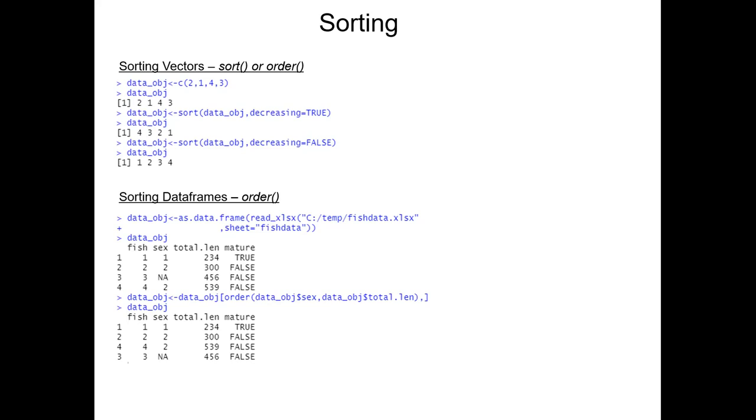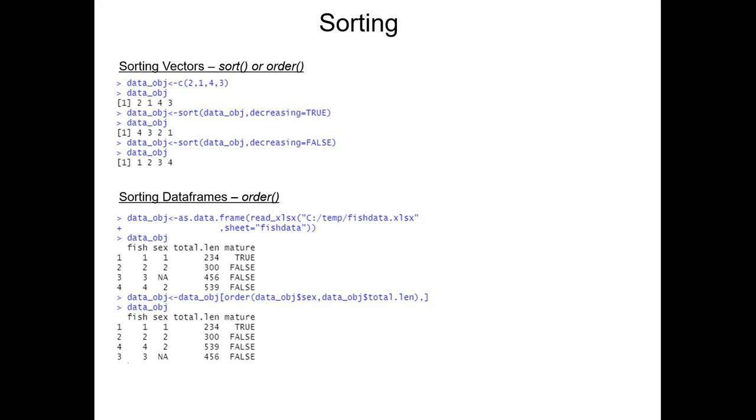So in our base example with the original data, the sex is 1, 2, NA, and then 2. And when we sorted it, now it's 1, 2, 2, and the missing value. But we also had total length in there. So if you look at the original data, the sexes with 2 are in rows 2 and 4, and those values, the length of 300, 539.